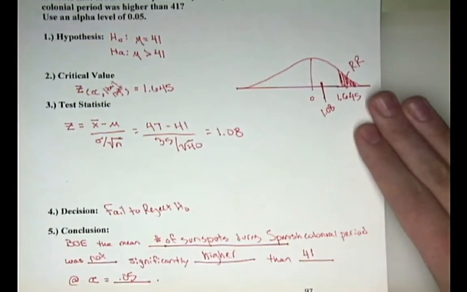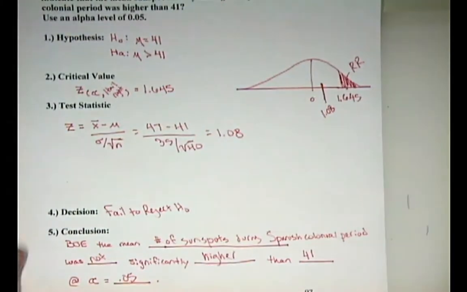Okay? And we are done. That was the critical value method, 5 steps, testing mu when sigma is known. Okay? Stay tuned and we will be testing for when sigma is unknown.